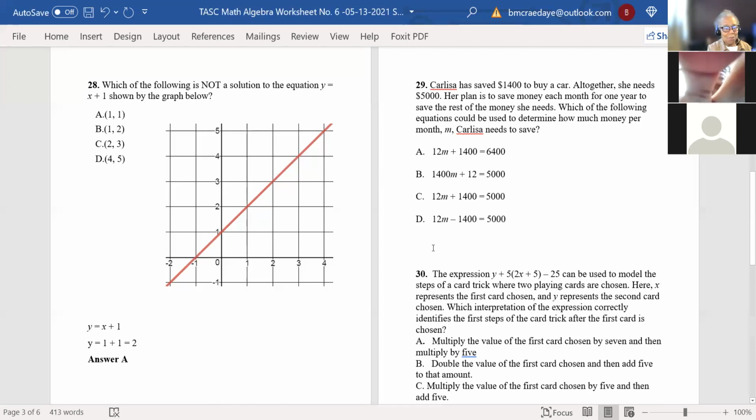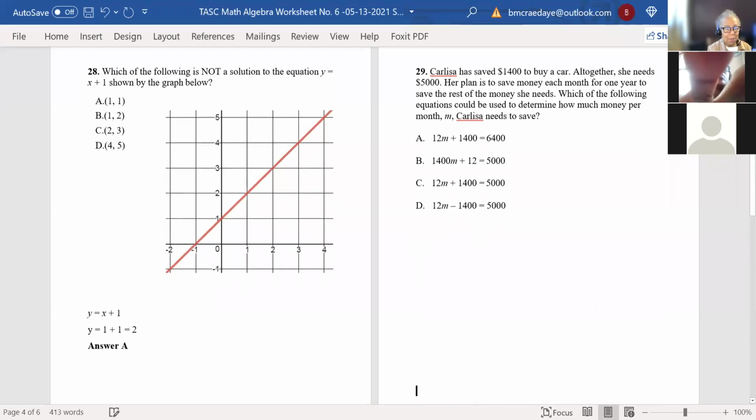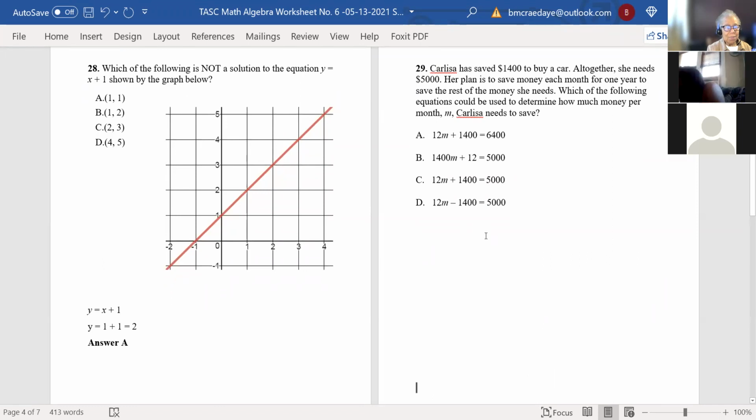Now, read that one, Vanessa, and tell me, what do you know about this once you read it? Carlisa has saved $1,400 to buy a car. Although she needs 5,000, her plan is to save money each month for 1 year to save the rest of the money she needs. Which of the following equations could be used to determine how much money per month, M, Carlisa needs to save?